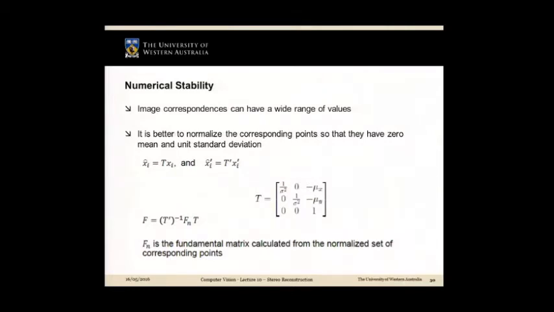So this normalization is done using this matrix T in one step. If you have normalized data, normalized using this information, then you'll get a normalized fundamental matrix. If you're using normalized pixel information, you will get a normalized fundamental matrix. And to get your actual fundamental matrix, you just multiply your normalized fundamental matrix with T using this particular expression, and that will give you your actual fundamental matrix. So Fn is the fundamental matrix calculated from the normalized set of corresponding points.